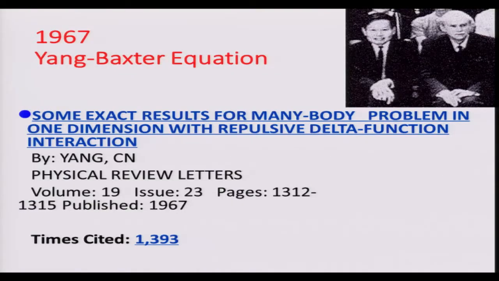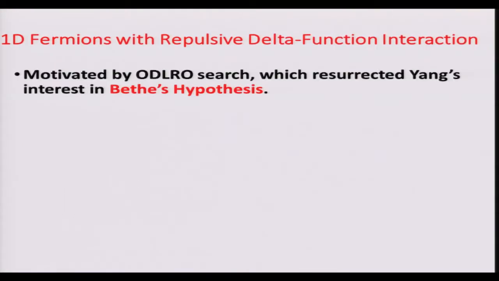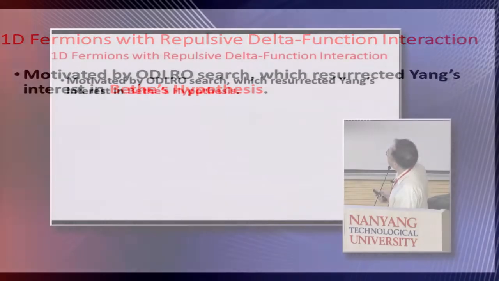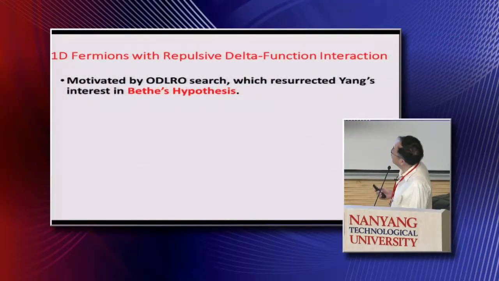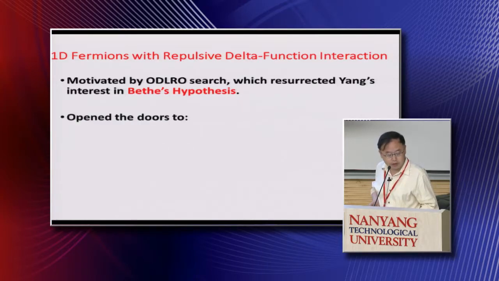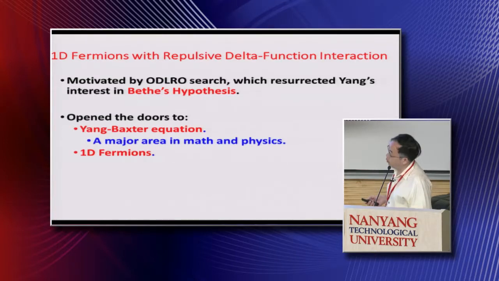Then in 1967, after Professor Yang moved to Stony Brook, Professor Yang published this paper, later called the Yang-Baxter equation. This work was initiated by Professor Yang's search for an off-diagonal long-range order model. And then it resurrected Professor Yang's interest in the Bethe ansatz. This work opened the door to the Yang-Baxter equation, of course, and also to 1D fermions.